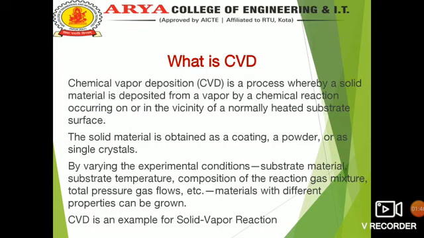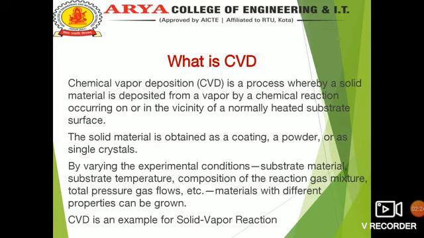Chemical vapor deposition is a process whereby a solid material is deposited from a vapor by a chemical reaction occurring on or in the vicinity of a normally heated substrate surface. The solid material is obtained as a coating, a powder or as single crystals.